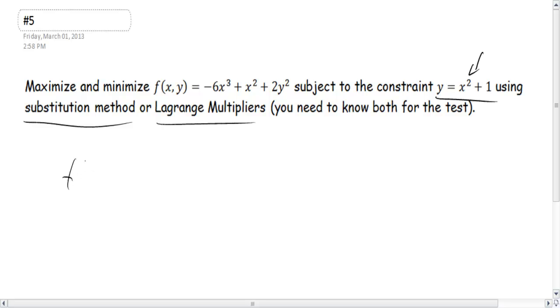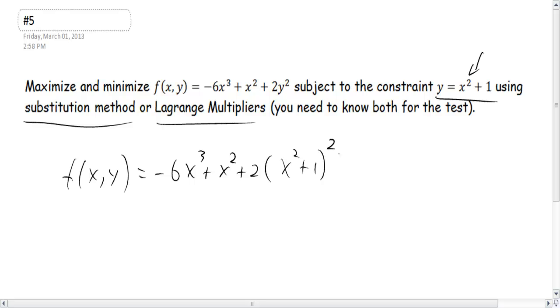So I am going to substitute in for y into my function, which will leave me with negative 6x cubed plus x squared plus 2 times (x squared plus 1) squared. Now, you'll notice I no longer have a function of y, I only have a function of x. So really, if I ask you to find the partial derivatives, you're really just finding the derivative of f with respect to x, and you're done.